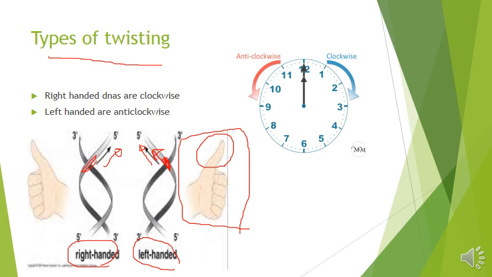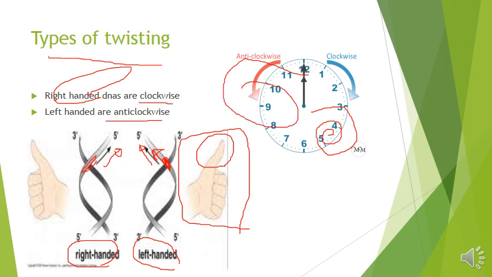And also you can know it from the words clockwise and anti-clockwise: if a DNA is twisted according to the clock turning, that is called right-handed DNA. But if it is twisted in a left-handed fashion, actually it is twisted anti-clockwise. It means the opposite of the turning of the clock.